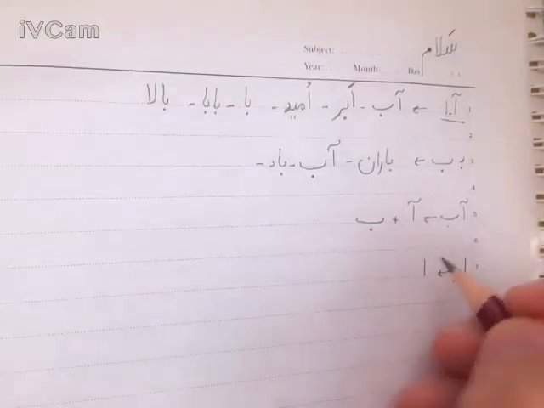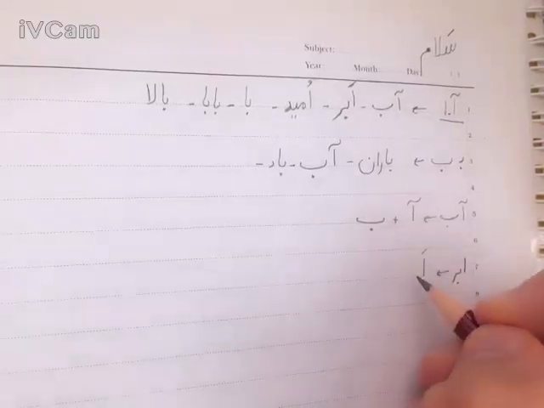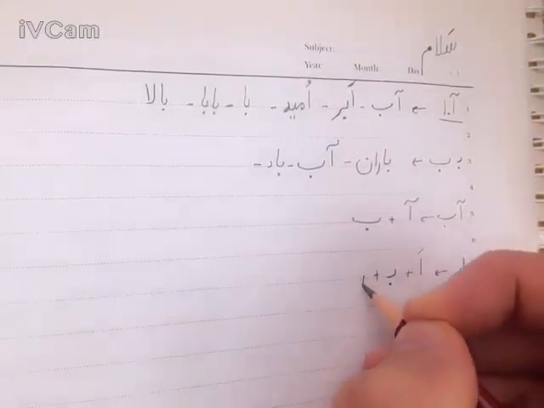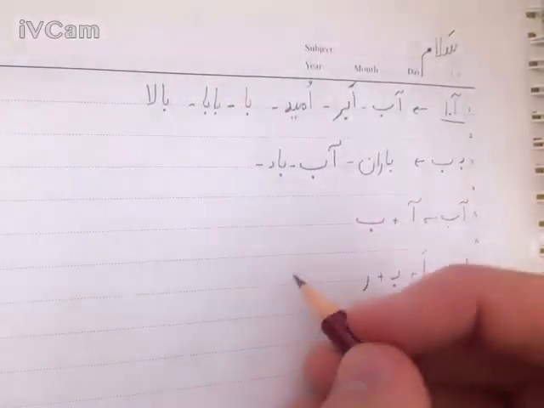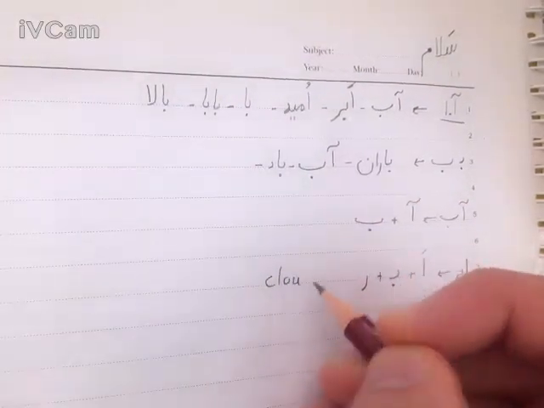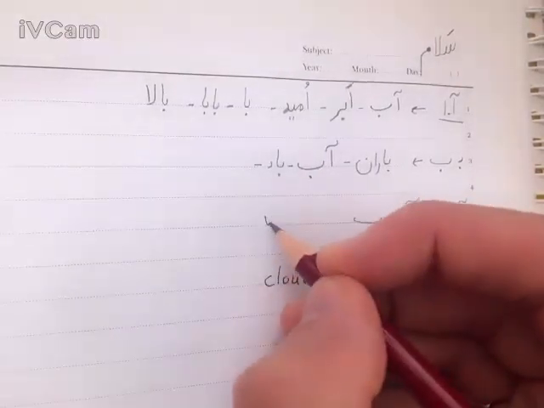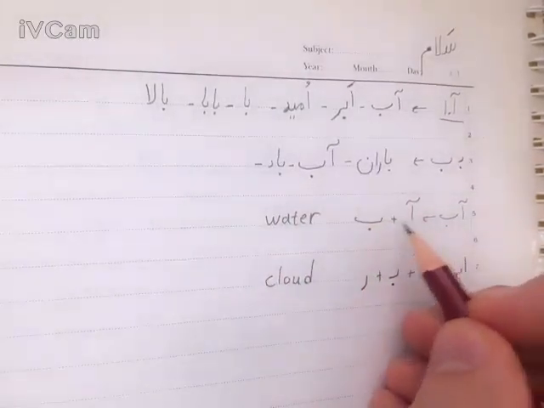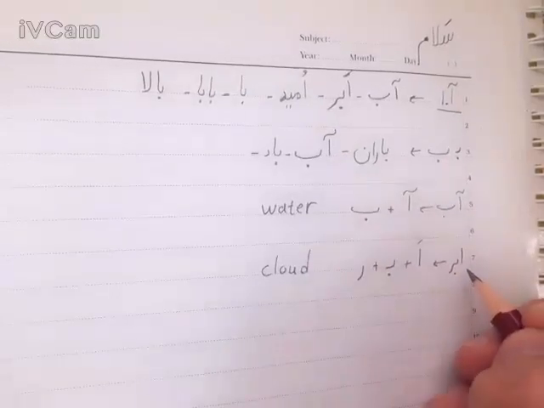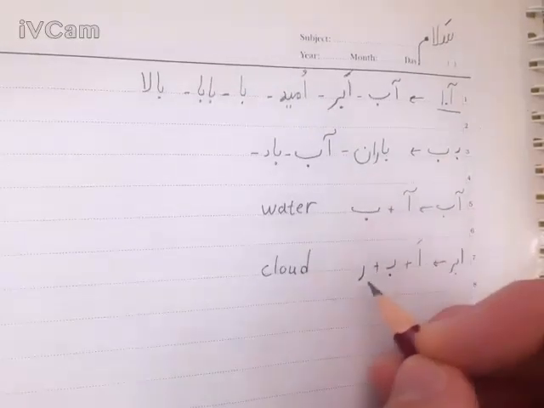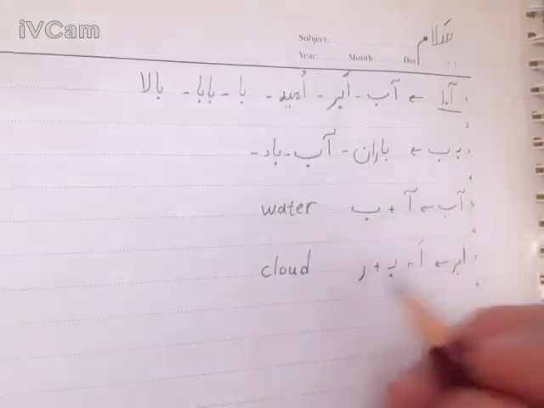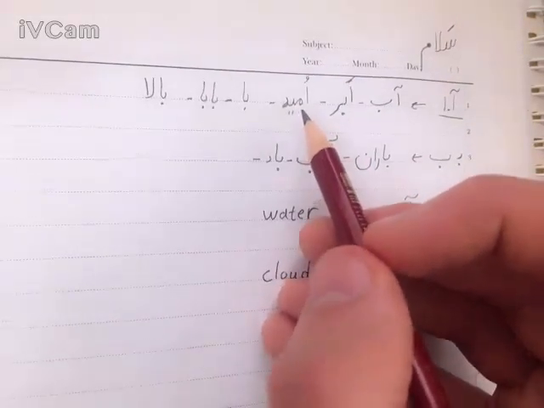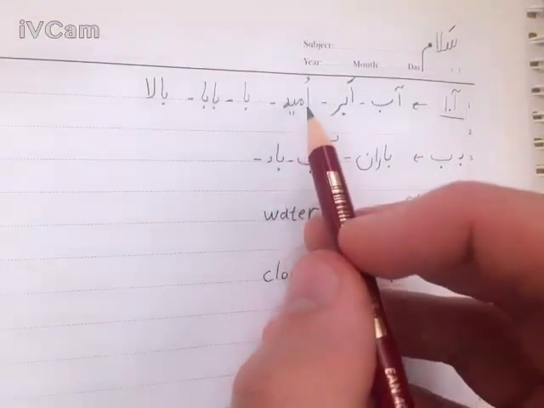We have a, or you could write this one, a plus b plus re. Abr, which means cloud. And this one is water. So ab, a plus b, and abr, which is a, b, re. This one is a little bit early to say, but this one is umid. We'll have it later. This one was umid, hope.